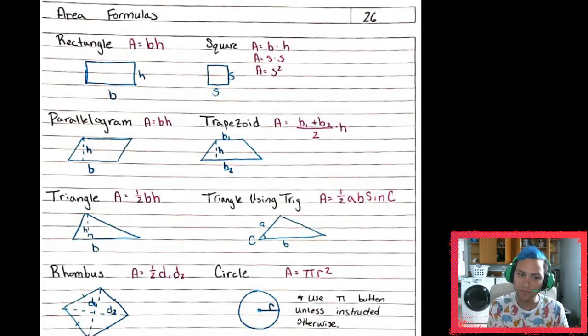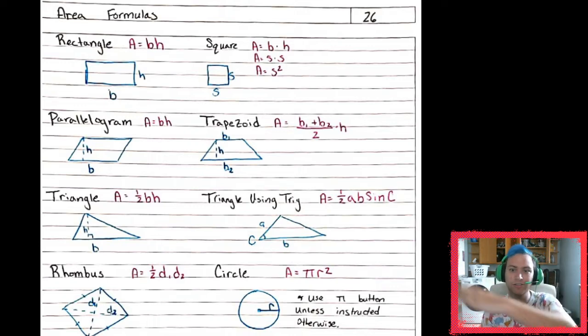And the last one's the rhombus. If they give you a rhombus, you can take diagonal 1 times diagonal 2 and divide it by 2, and that will give you the area of the rhombus. So that covers all those. I should also say kites fit into the same thing as rhombus. If you want to find the area of a kite, same thing. Diagonal 1, diagonal 2, divide it by 2.